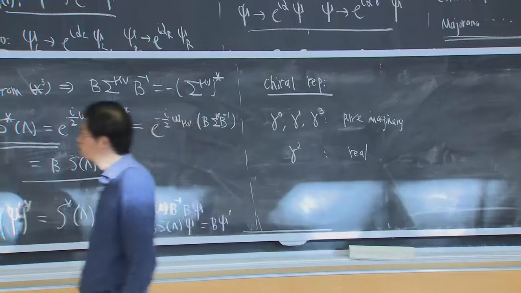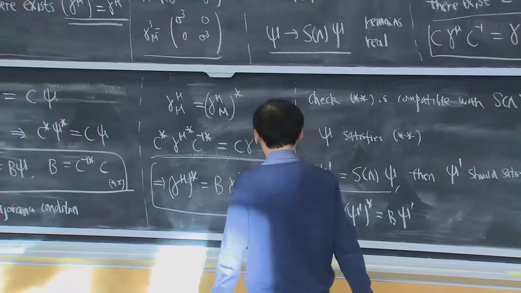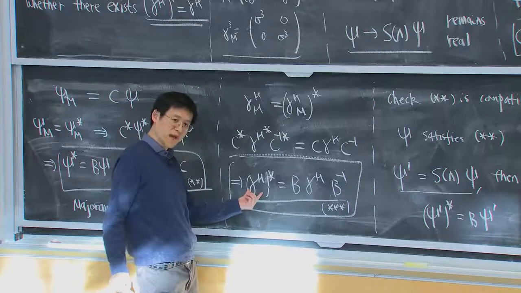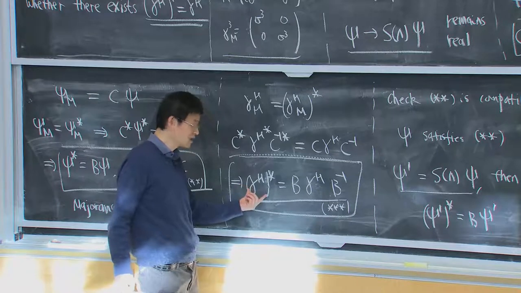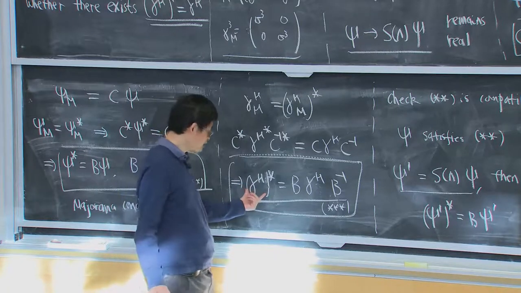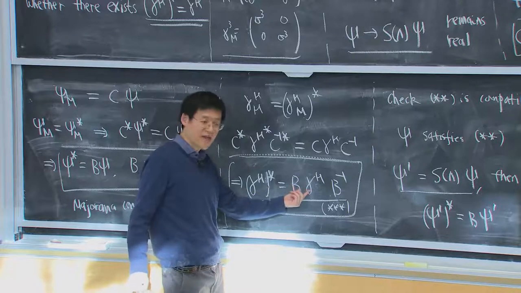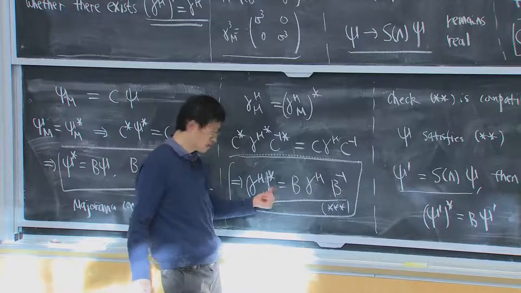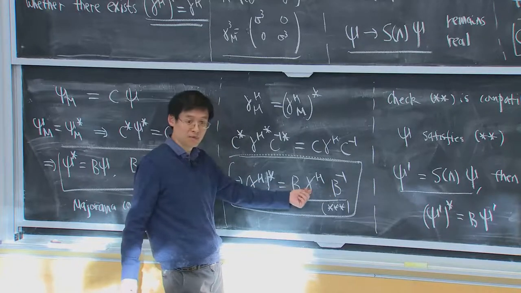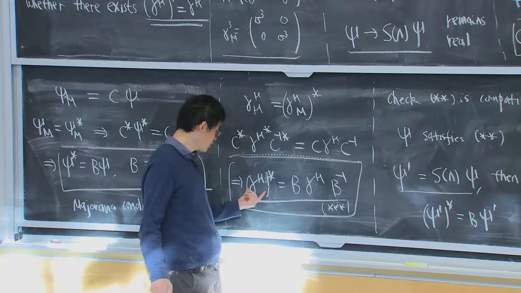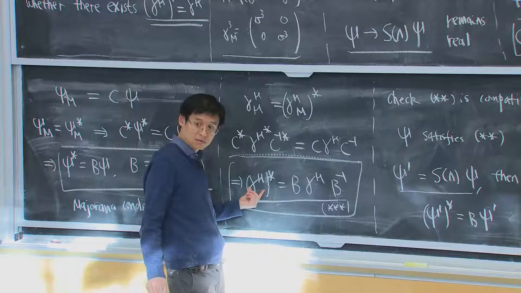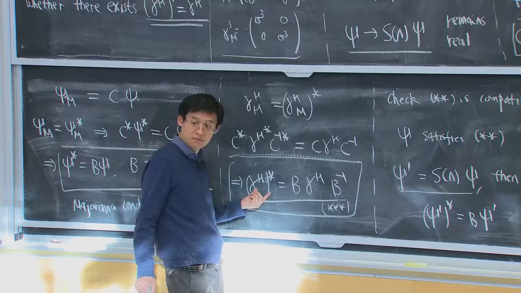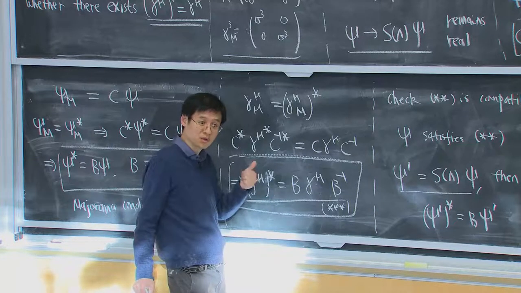So now if we look at this equation, if this is pure imaginary, you take the star and you get minus itself. And getting minus itself means that B actually anti-commutes with gamma mu, because you can just bring B minus 1 to this side. So it becomes gamma mu star B equal to B gamma mu. If this is minus gamma mu, that means B should anti-commute with gamma mu. But if gamma mu is real, then B should commute with gamma mu.